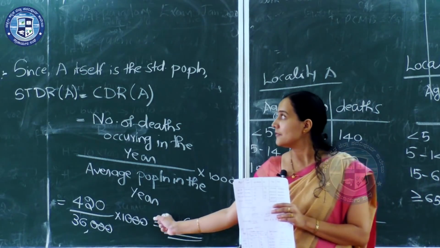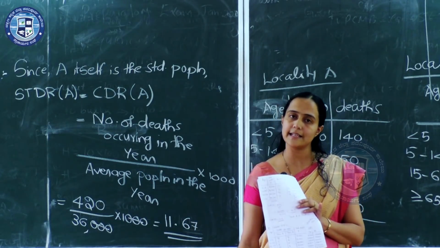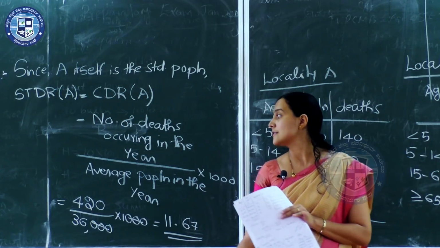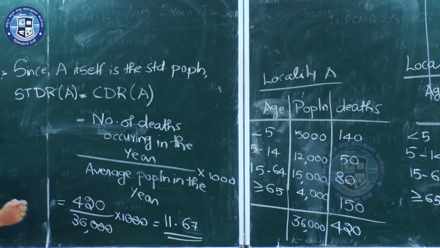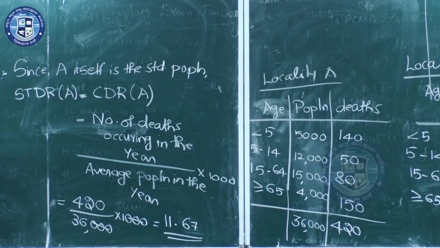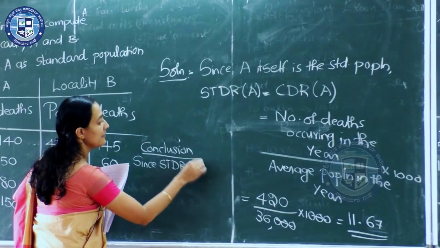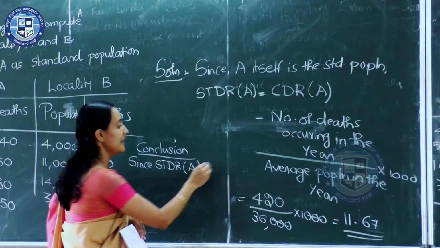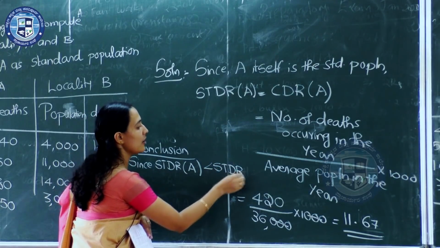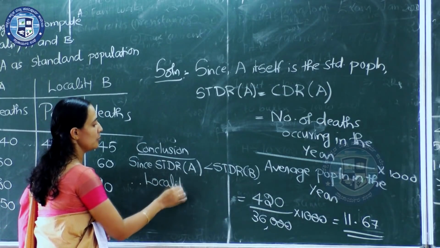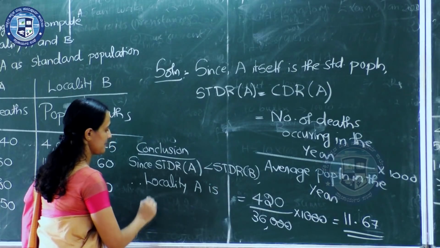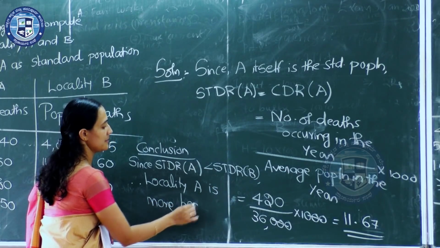So which one is less? Less is first one. Locality A death rate or STDR is less. So this population is more healthier, or this locality is more healthier. I will write the conclusion here. Conclusion is since STDR of A, which one is less, that one you write first, is less than STDR of B, therefore locality A is more healthier.